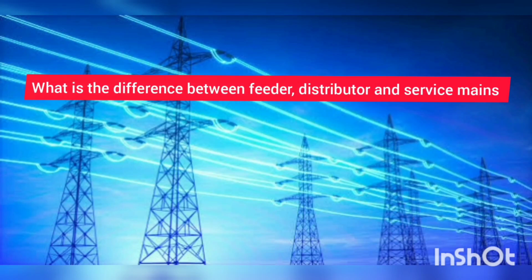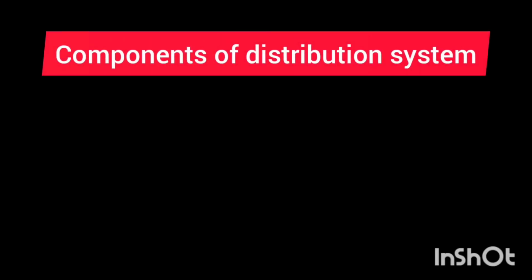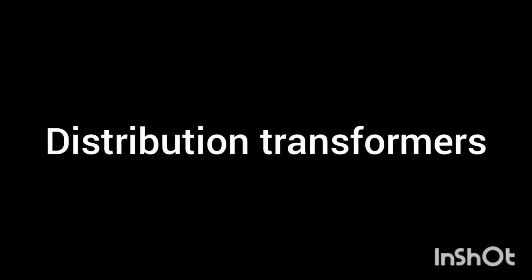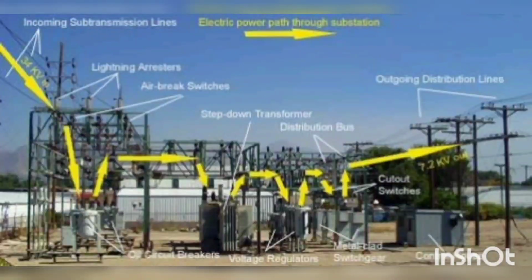Now, as electrical engineers, we want to know the difference between the feeder, distributors and service mains. We will move on further. We want to see the components of the distribution system. First one is distribution substation. Next, feeders, then distribution transformers, then distributor, at last service mains. First, distribution substation. What is a distribution substation? It is the electrical system which transfers the power from the transmission system to the distribution system.